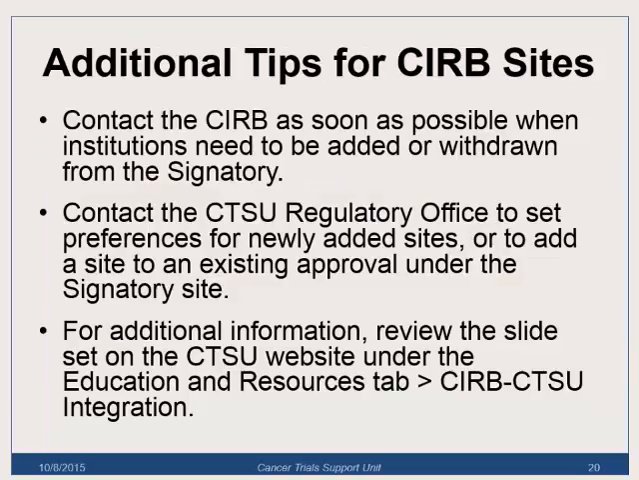Okay, some additional tips for CRB sites. Contact the CRB as soon as possible when institutions need to be added or withdrawn from the signatory. Contact the CTSU regulatory office to set preference for newly added sites or to add a site to an existing approval under the signatory site. And for additional information, you can review the slide set on the CTSU website under the Education and Resources tab called CRB CTSU Integration.